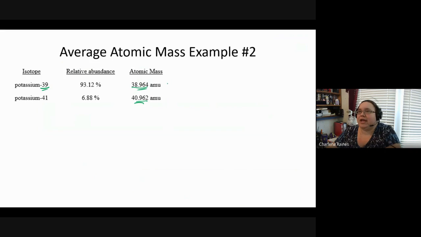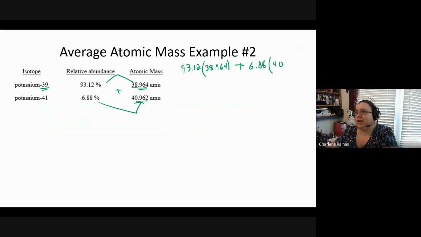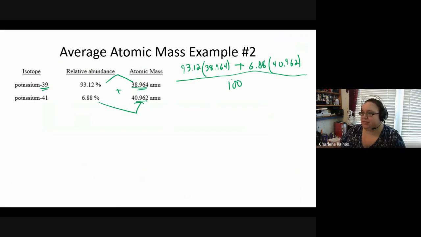So we are looking at taking these two numbers and multiplying them, taking these two numbers, multiplying them, then adding them together. So my calculation would look something like this. 93.12 times 38.964, plus 6.88 times 40.962, all divided by 100. Remember to add between the two isotopes.